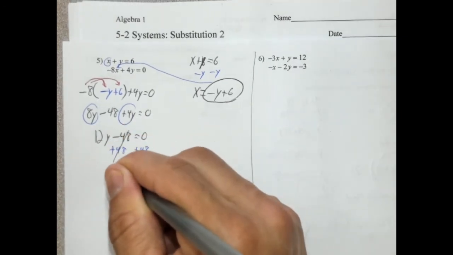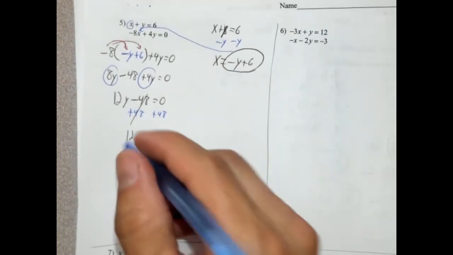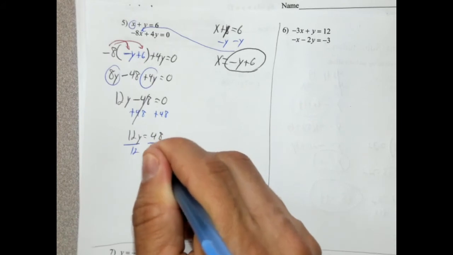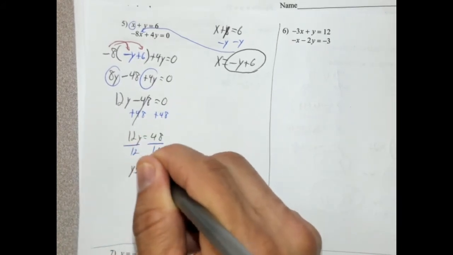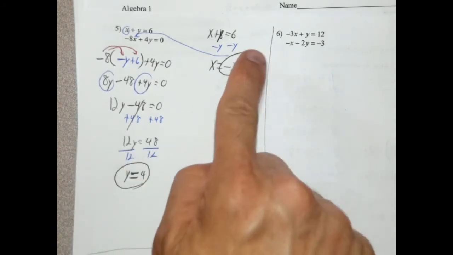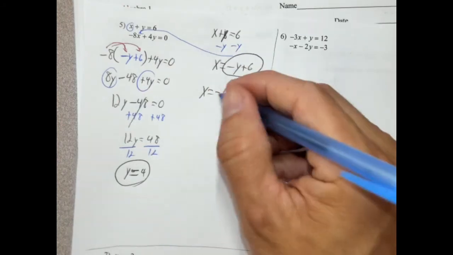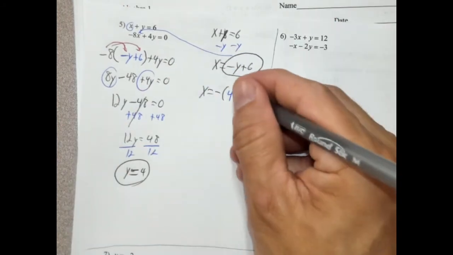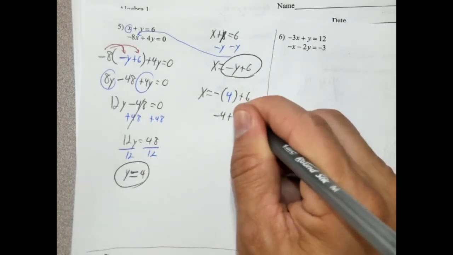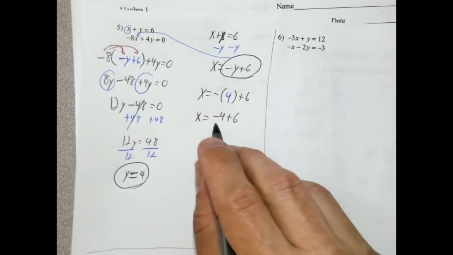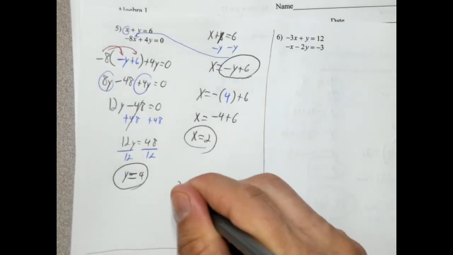So 12y equals 48. And divide by our coefficient. And 48 divided by 12 is 4. So y equals 4. We're going to plug that in up here. So we're going to write x equals negative parentheses 4 plus 6. So negative times 4 is negative 4. Negative 4 plus 6 is 2. So it's 2 comma 4.